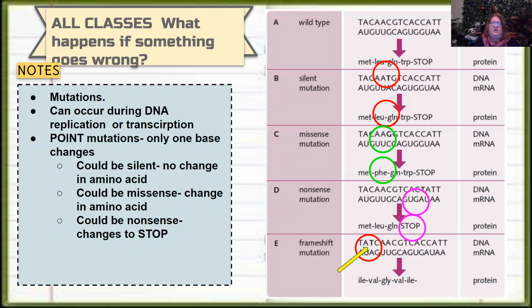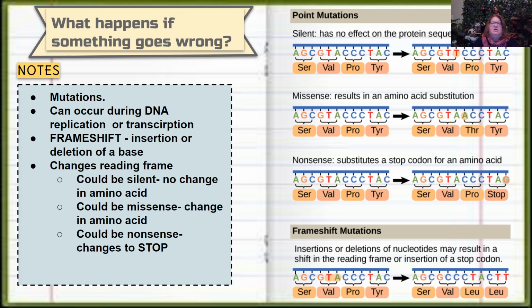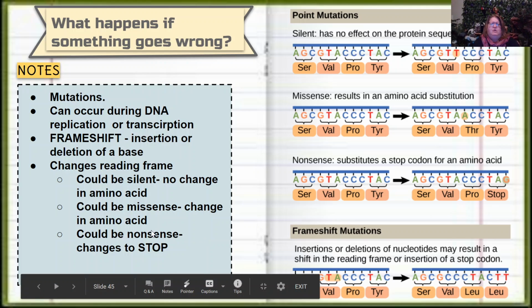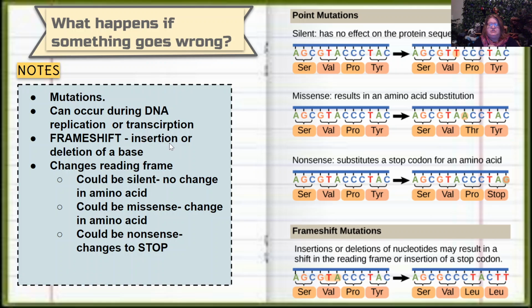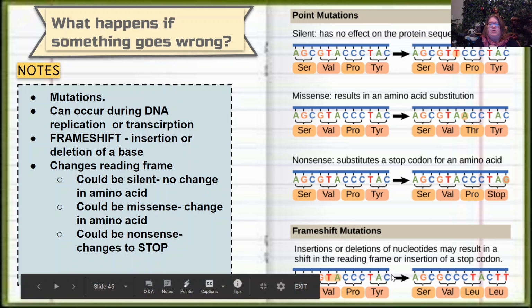And we call it a frame shift because we shift the reading frame. And I'll give you a good example on the next page. So here's just another example of a frame shift where we change the reading frame because we've inserted or deleted. So notice we add one, and that changes the rest of our amino acids. And this is called a frame shift, an insertion or deletion.